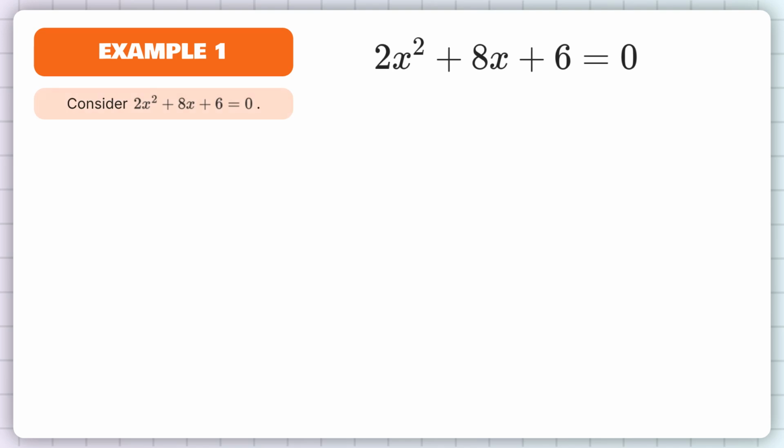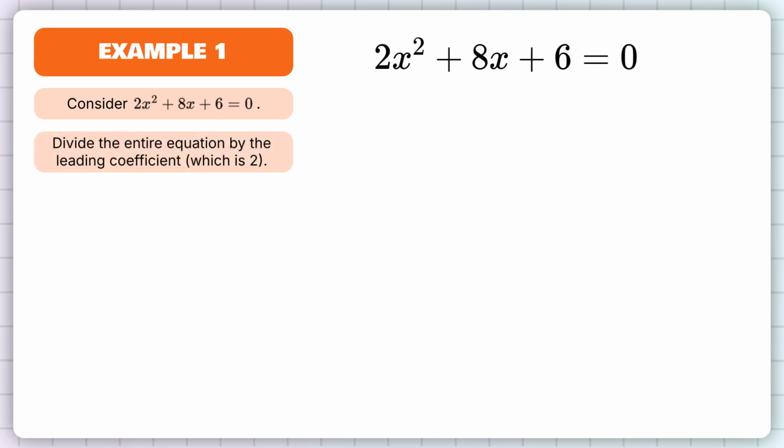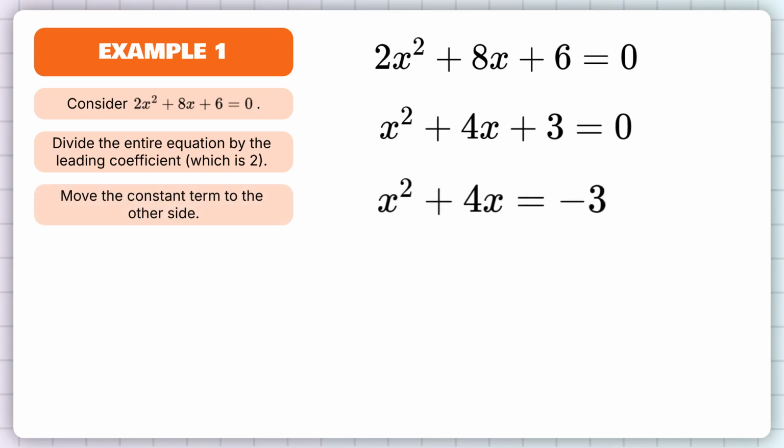Let's dive into applying this new technique for solving quadratic equations. Now let's try this: 2x squared plus 8x plus 6 equals 0. Step 1. Divide the entire equation by the leading coefficient, which is 2. This gives x squared plus 4x plus 3 equals 0. Step 2. Then move the constant term to the other side. This gives x squared plus 4x equals minus 3.